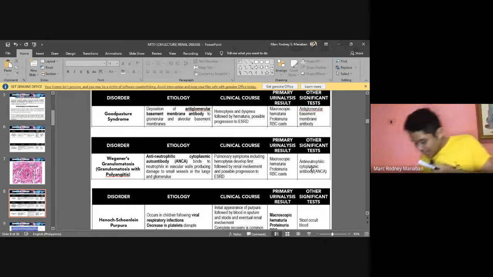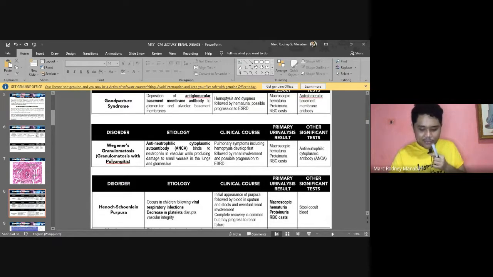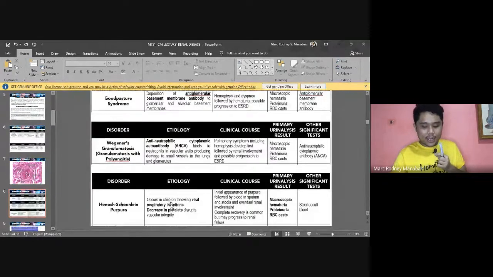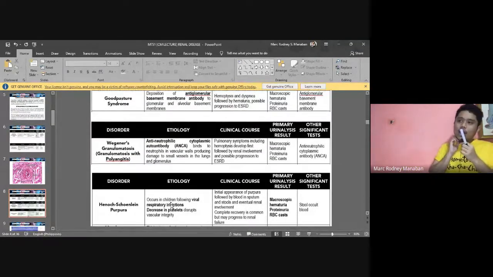Alright, next you have Henoch-Schönlein purpura. It usually occurs in children following viral respiratory infections. There is a decrease in your platelets, which disrupts vascular integrity. Because your platelets maintain your vascular integrity, a disruption in the platelets can lead to the disruption of vascular integrity.